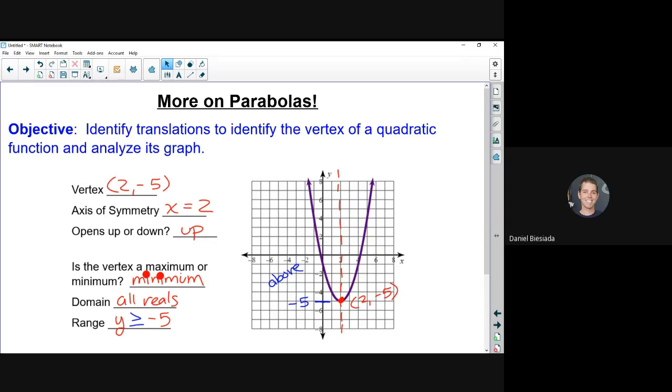What we're going to be doing in this video is using our previous knowledge of translations back from last unit, when we identified if a function was moving left or right or up or down. We're going to use those translations to tell what the vertex of a quadratic function is and analyze it without actually having the graph in front of us. So that's our objective for this video.